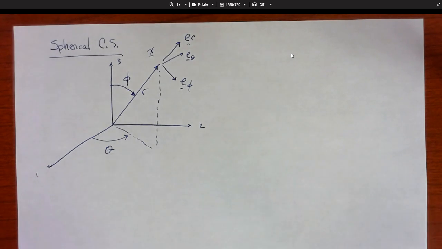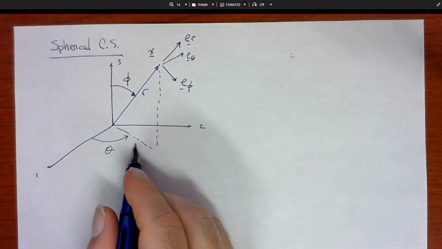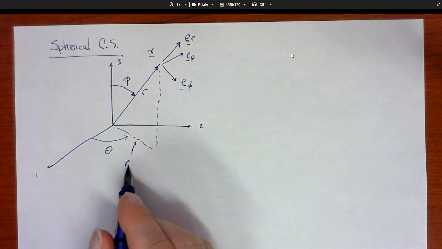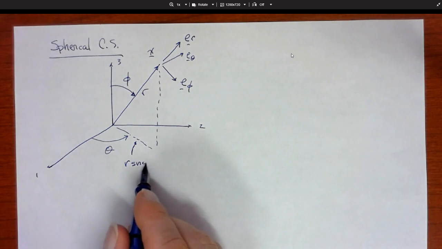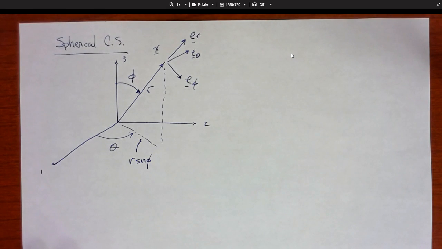They move when we change phi and theta. So we have to consider derivatives of those unit vectors, not only with regard to theta, but also with regard to phi. All right? So to do this, it's actually going to be convenient to also talk about this sort of projected length here, which we know is just going to be r times the sine of phi. So we'll need to kind of know that.